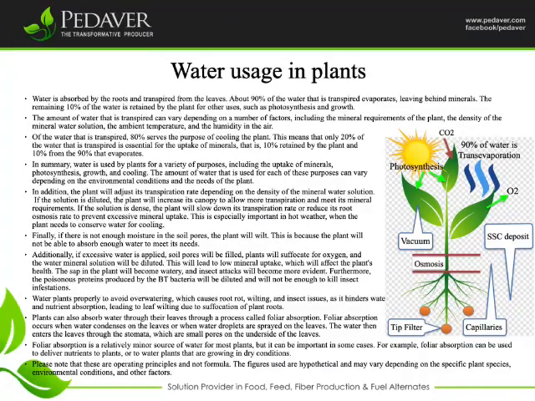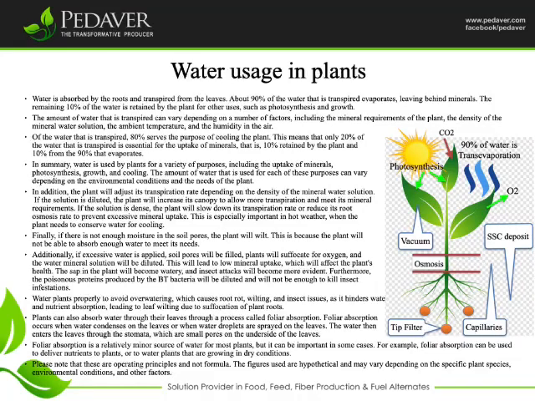Of the water that is transpired, 80% serves the purpose of cooling the plant. This means that only 20% of the water that is transpired is essential for the uptake of minerals, that is, 10% retained by the plant and 10% from the 90% that evaporates.